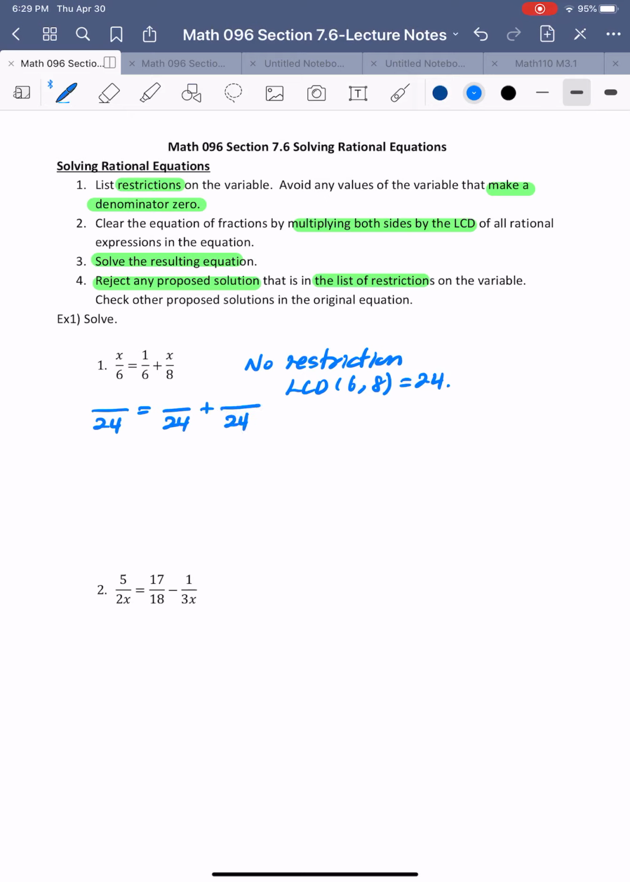And then I'm going to find the equivalent fractions. So 6 goes into 24 4 times. 4 times x is 4x. 6 goes into 24 4 times, 1 times 4 is 4. 8 goes into 24 3 times, and 3 times x is 3x.